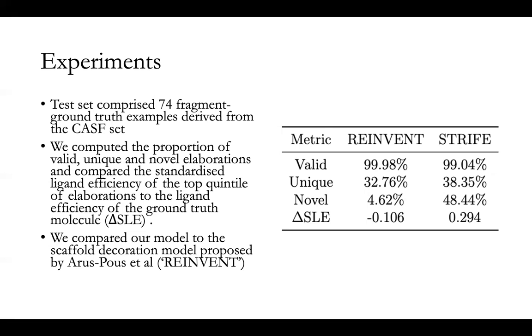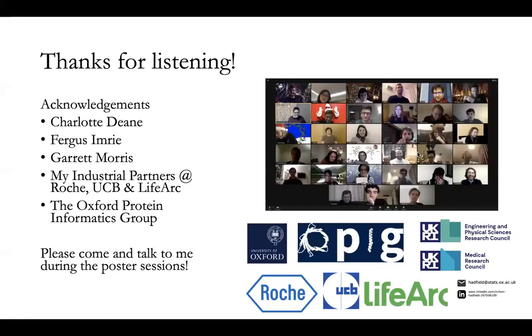A positive delta SLE implies that the top elaborations being made are more ligand efficient than the ground truth, whilst a negative delta SLE implies that they're less ligand efficient. We can see that STRIFE managed to, on average, create more ligand efficient elaborations than the ground truth, which we're quite happy with. So yeah, that's it.